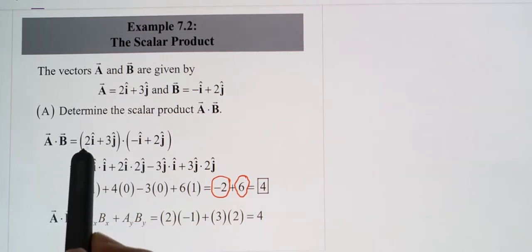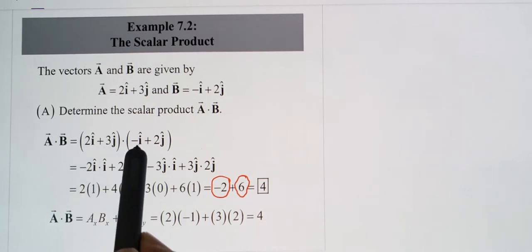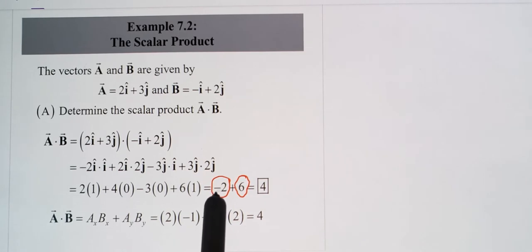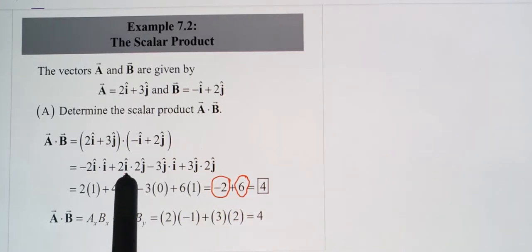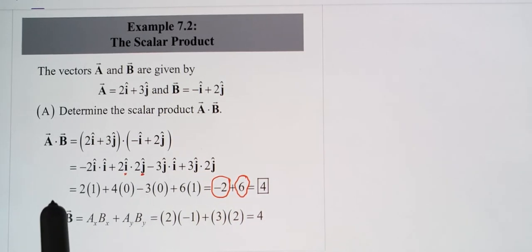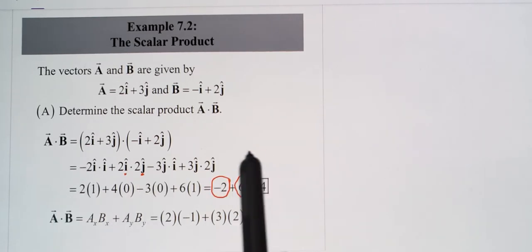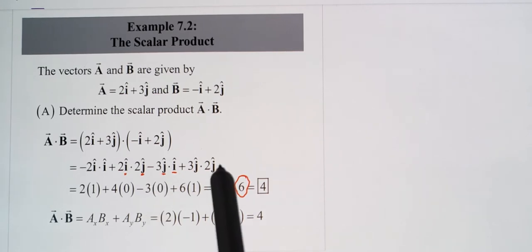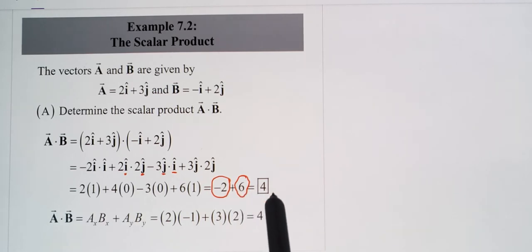So first, 2i multiplied by minus i, it's minus i squared times 2, so the answer is minus 2. You have i and j, the answer is 0. And you have j and i, the answer is 0. And you have j and j, the answer is 1. So we end up with minus 2 plus 6, and the answer is 4.